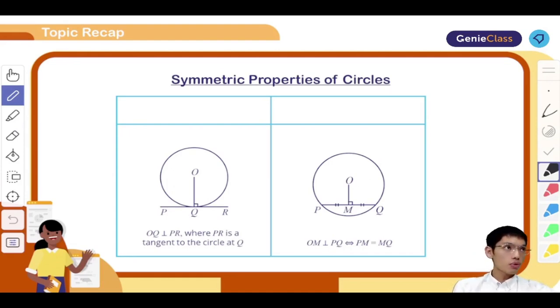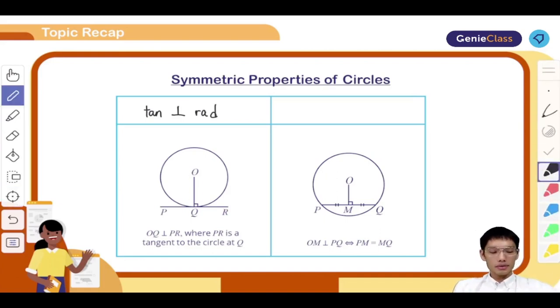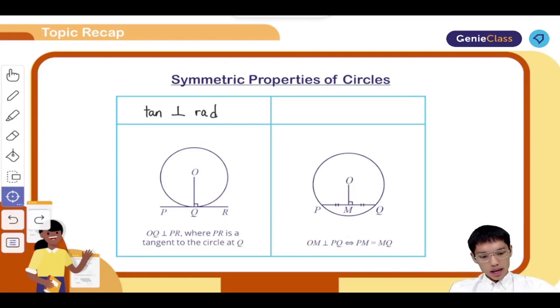Okay, I think this one I'll just rush through a little bit so that I'll have more time for you to think for the questions. Tangent perpendicular to radius. Recall this is my tangent, PR, radius, OQ. Next one over here, I have something that cuts in the middle and it's perpendicular to this chord. We call perpendicular to this chord.